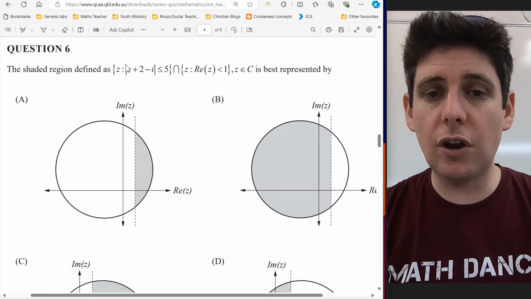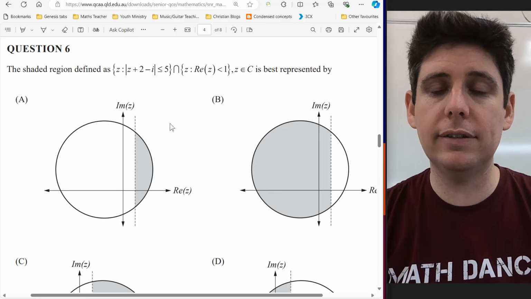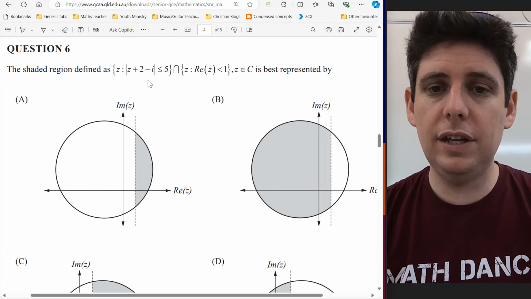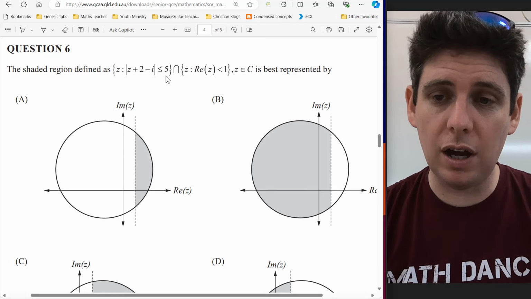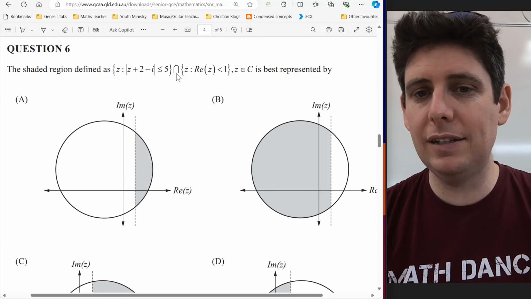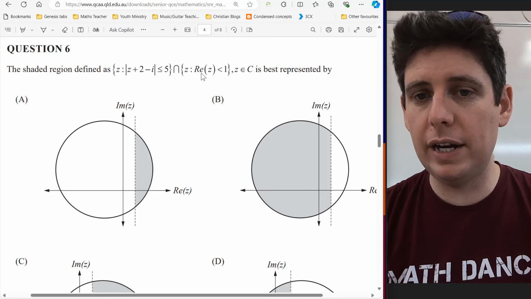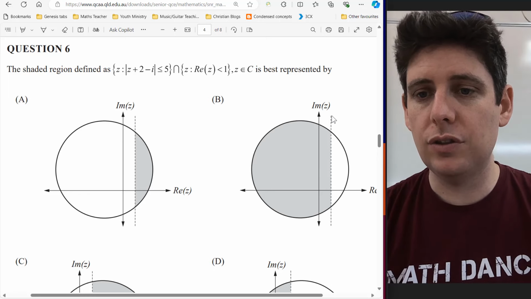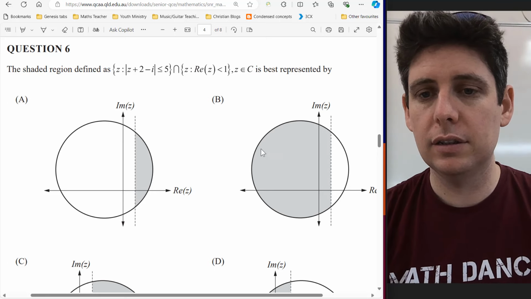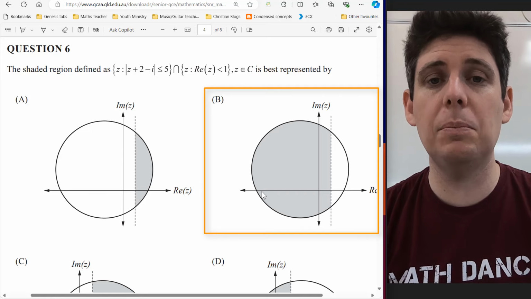Now, why is it a circle? Because of the absolute value signs. So this is less than or equal to 5. It's also the intersection with the real part less than 1. So the real part less than 1 is this area here. So the answer is 6B.